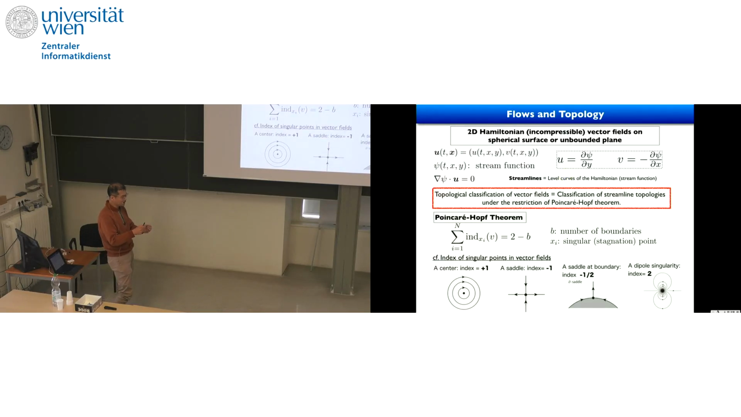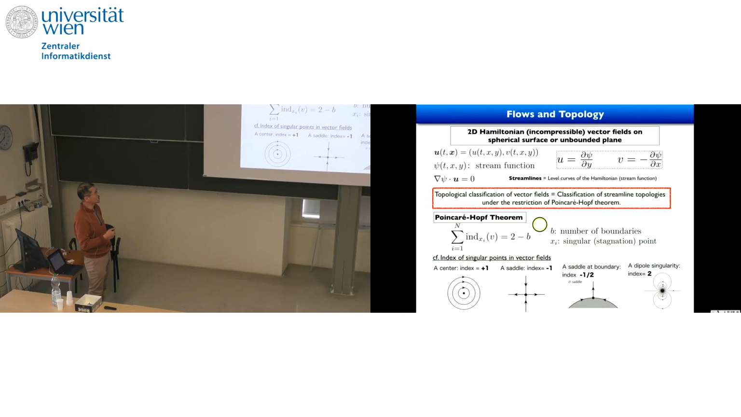That is a path of the fluid particle vectored by u and v. So the topological classification of this vector field is equivalent to saying that we classify streamline topologies under the restriction of the Poincaré-Hopf theorem. So let us remind you what the Poincaré-Hopf theorem is.